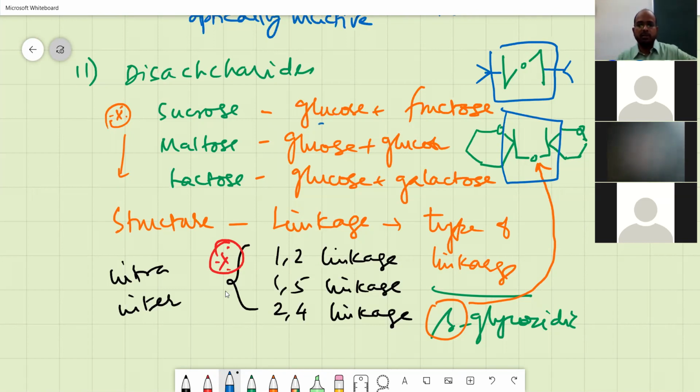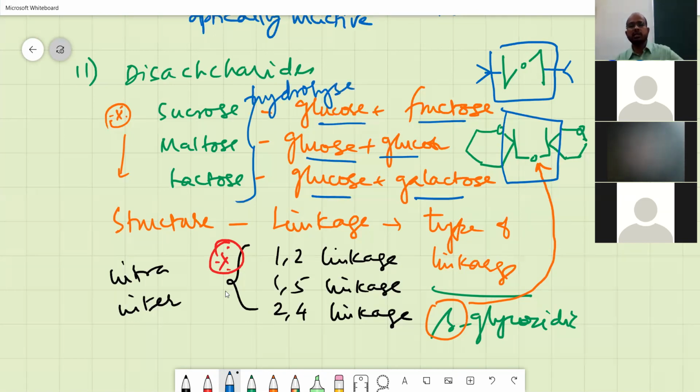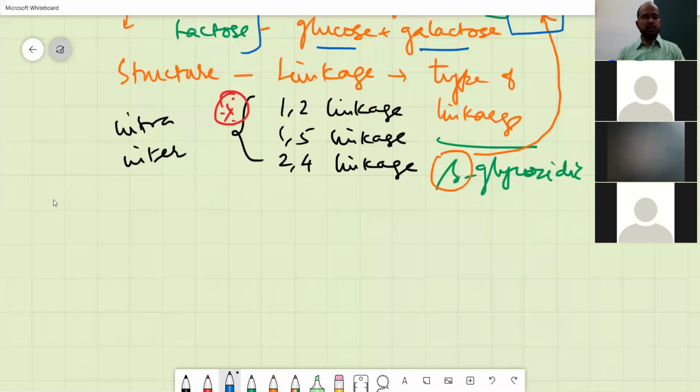First part, glucose plus fructose, glucose plus glucose, glucose plus galactose. All these are given when you hydrolyze it. So after hydrolysis, the individual structure establishment of glucose and fructose you can do as you have seen in the first 2 lectures.